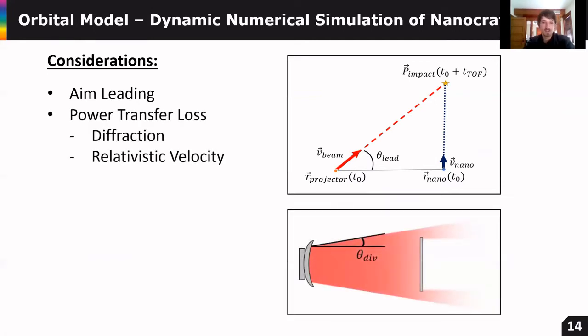It also considers the power transfer loss of the energy from the launch projector to the nanocraft, and this considers the diffraction angle, the divergence angle of the beam, as well as the relativistic velocity of the nanocraft. The faster the nanocraft is, the lower force it feels from those photons.